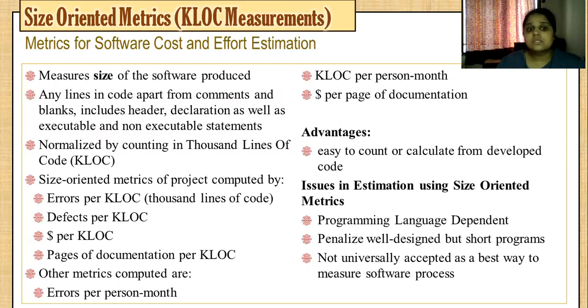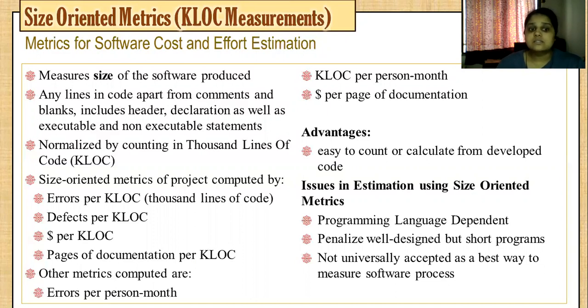Now this size oriented metric is computed by finding out errors per 1000 lines of code, or defects per 1000 lines of code, then the cost you are having for coding the 1000 lines of code, and how many documentation pages are needed for 1000 lines of code. So these four things are going to decide the size of your project.